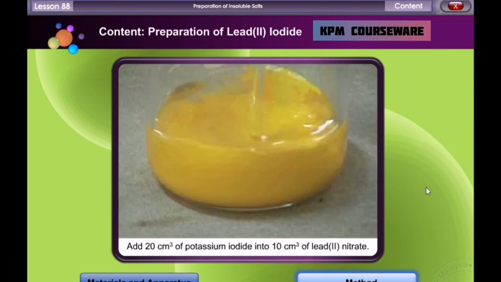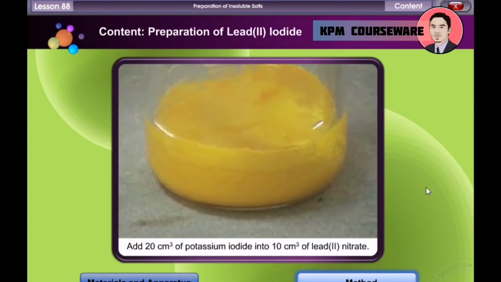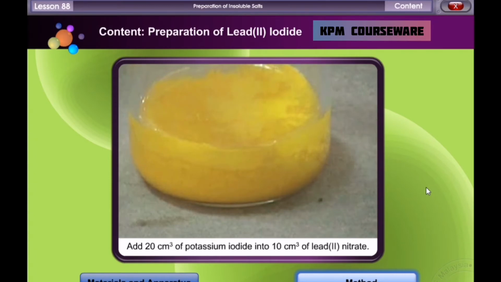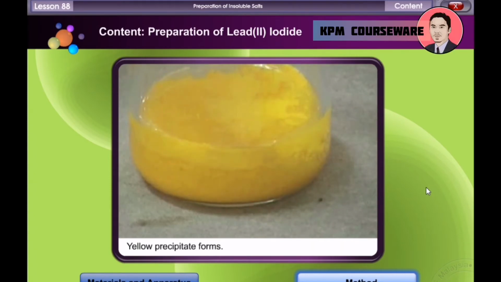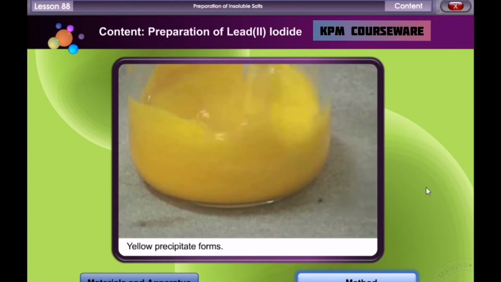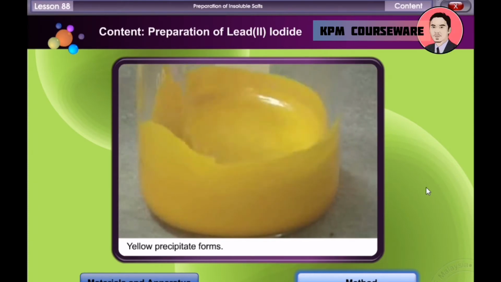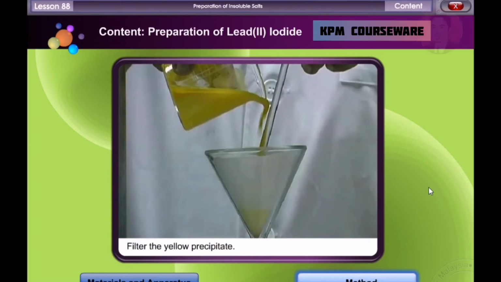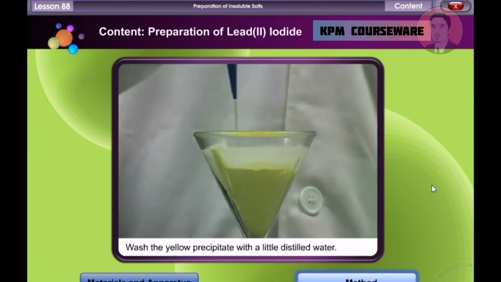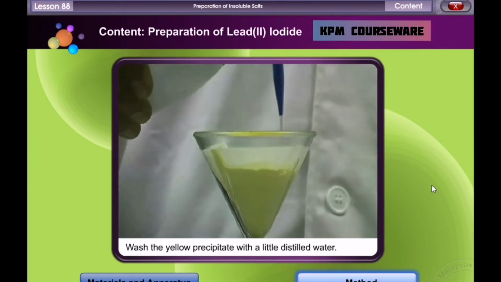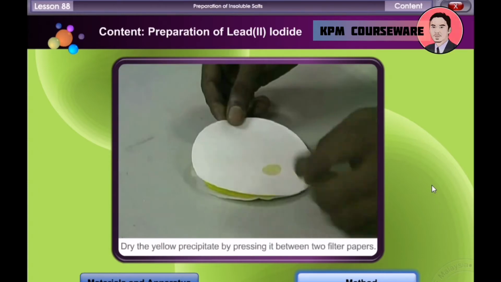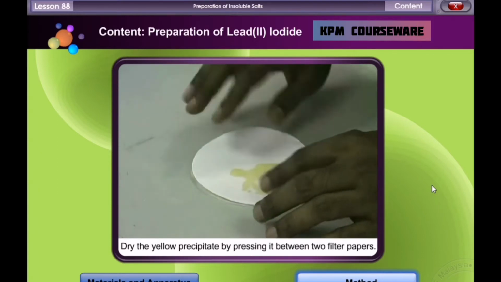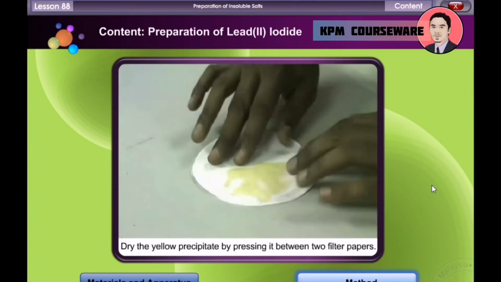Pour the potassium iodide in a beaker containing lead(II) nitrate solution. Observe what happens. Filter the yellow precipitate. Wash the yellow precipitate with a little distilled water. Finally, dry the yellow precipitate by pressing it between 2 filter papers.